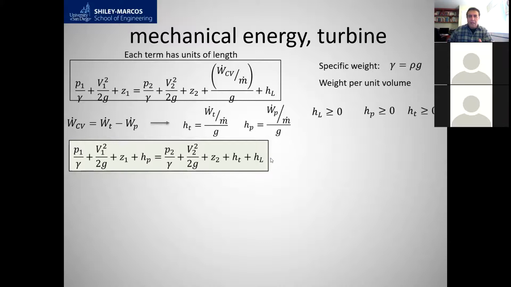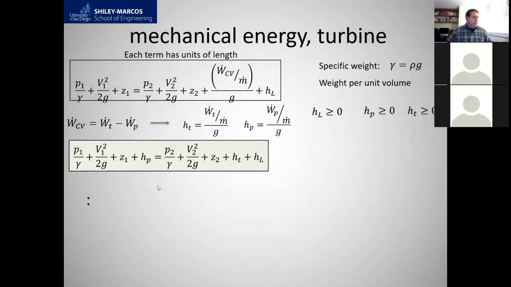I'm going to give you a homework problem where you will be utilizing this formula, and I'm going to go over the example problems tomorrow. Okay, so this part is done.